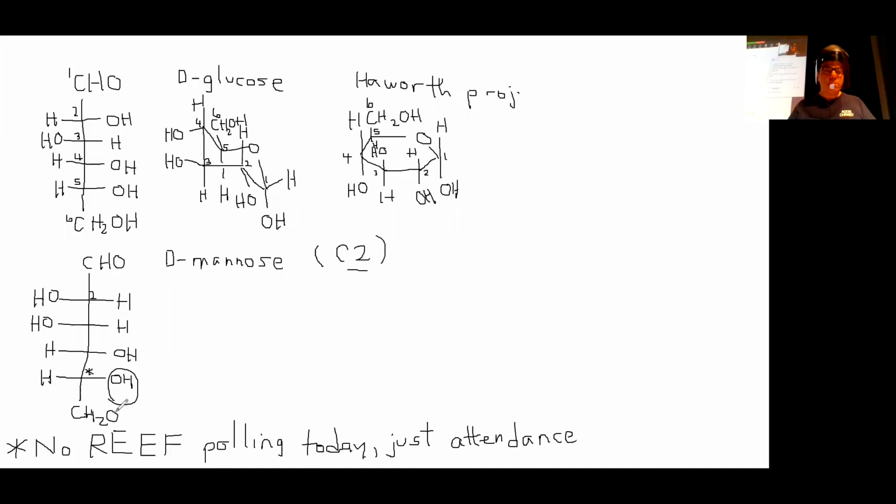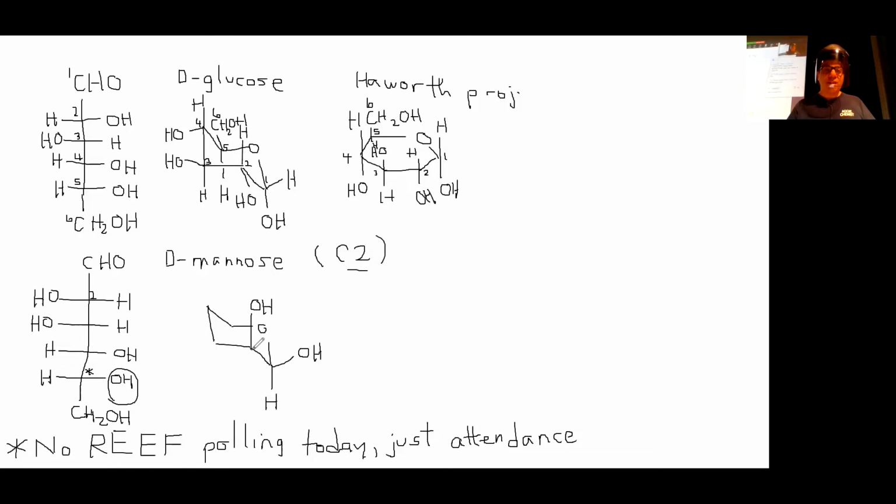And of course, over here, the one I'm drawing right now, that carbon right there, that's your all-important penultimate carbon. That's the one that determines that you're looking at a D sugar, because the OH is pointing to the right, CH2OH. And if we wanted to, the same would be true for the other forms.